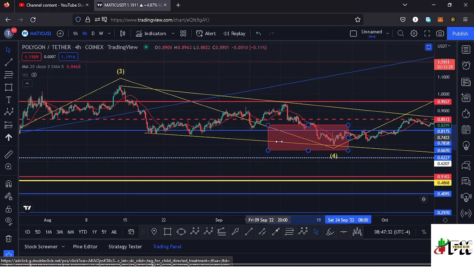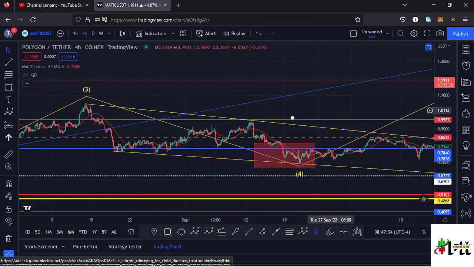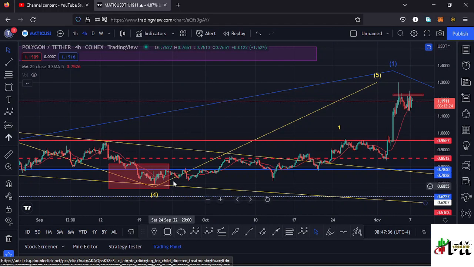And after making our low in the formation of a fourth wave, we saw a very nice bounce to the upper side in a movement that I'm terming as a fifth wave to the upper side, which has completed that first wave to the upper side at around the $1.3 mark.